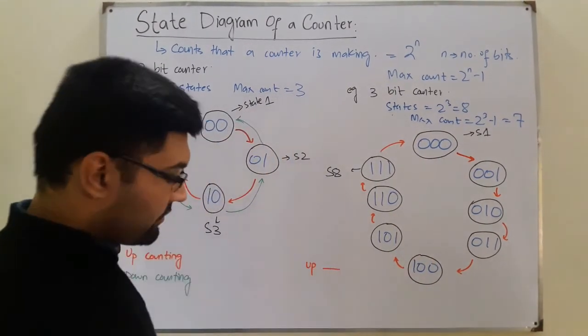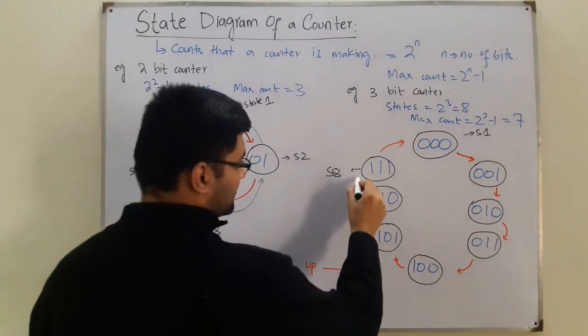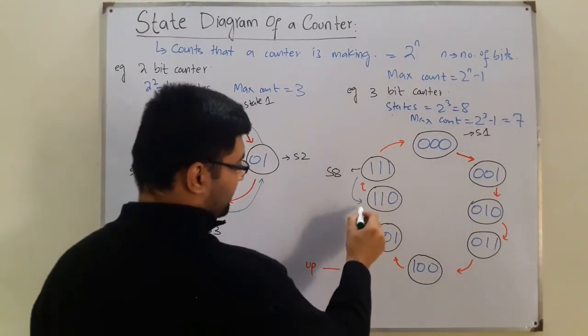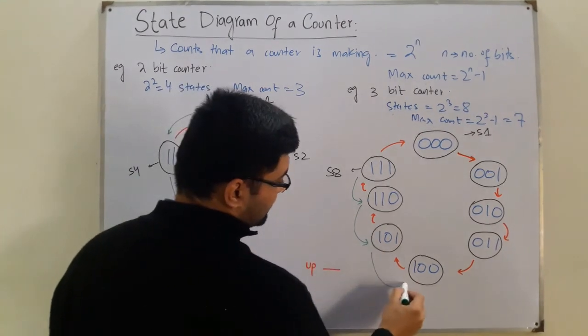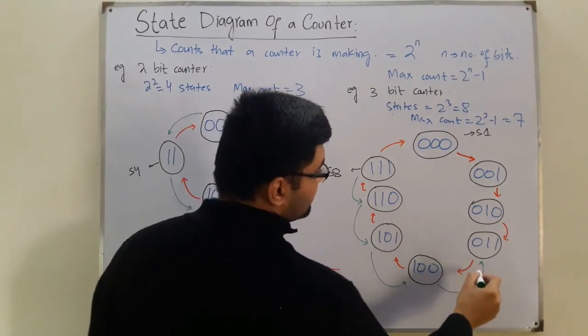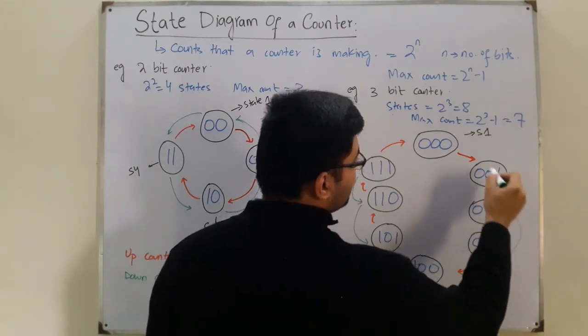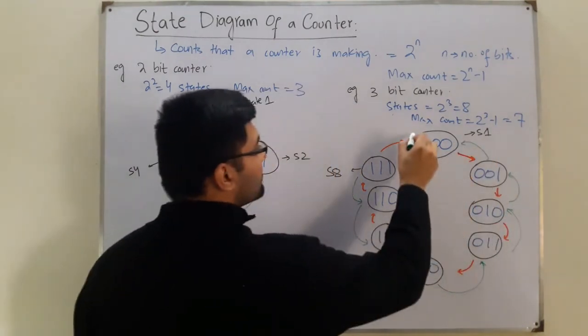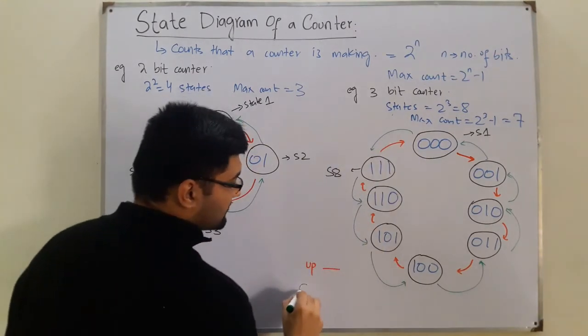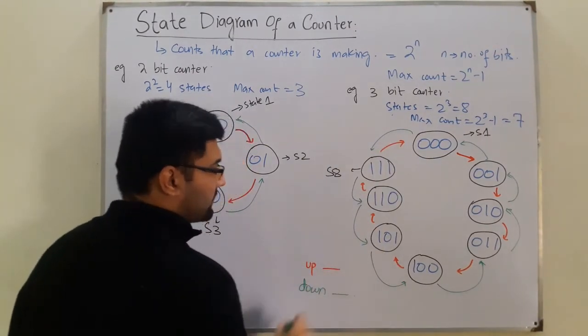Fine. And for down counting, you have from 1, 1, 1, so it will come to 1, 1, 0, then from 110 to 101, then to 100, then to 011, to 010, to 001, and finally to 000, and then back to 111. So this is your down counting.